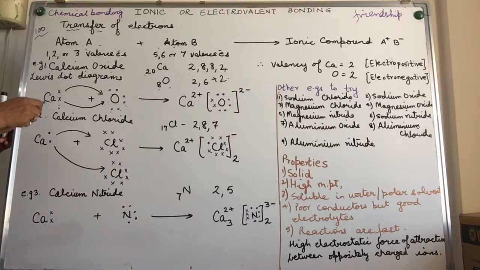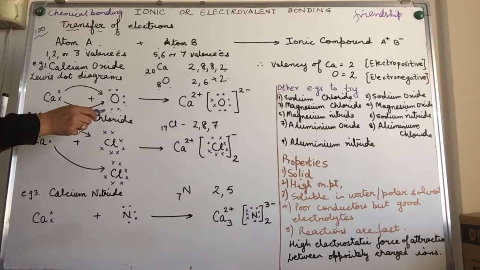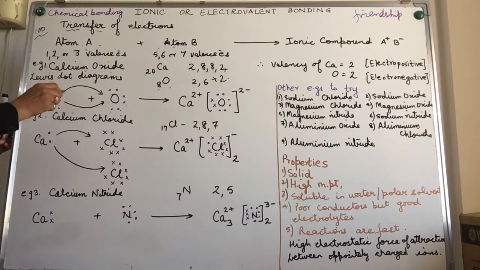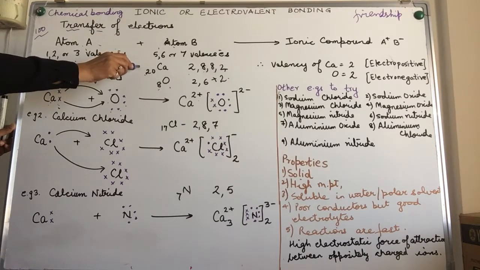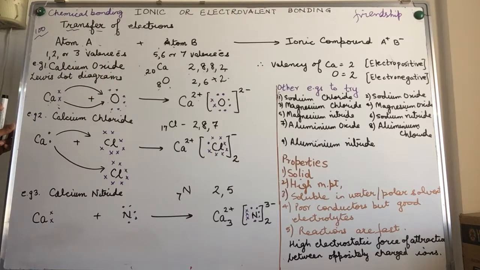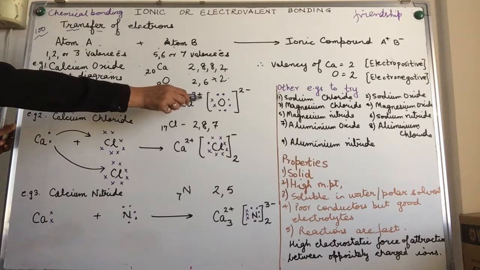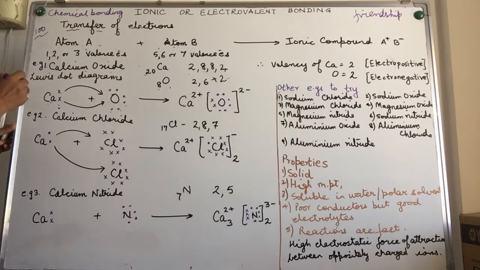Coming back to the Lewis dot structure: calcium, 2 crosses indicating the 2 valence electrons; oxygen, 6 dots indicating the 6 valence electrons. The arrows indicate transfer of electrons from calcium to oxygen. Now calcium, which was otherwise supposed to have 20 electrons and 20 protons, is now left with 20 protons but only 18 electrons. That means it has 2 protons extra. This is denoted by the symbol 2 plus. So this calcium 2 comes on the head of calcium, not in front of it.